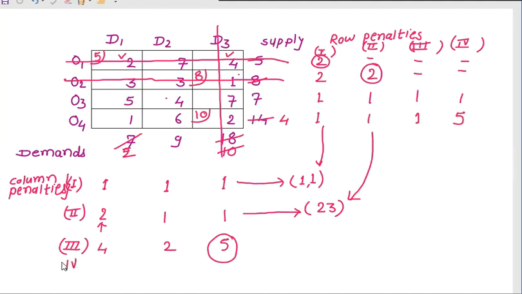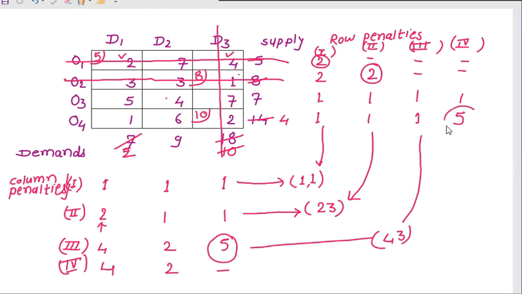Then column penalties: the difference between 5 and 1 is 4, the difference between 6 and 4 is 2. Third column is deleted. Now here in the third step, we have made an allocation in the cell fourth row, third column. Alright. Now what is the fourth set of penalties? The maximum penalty is 5. It is for the fourth row.